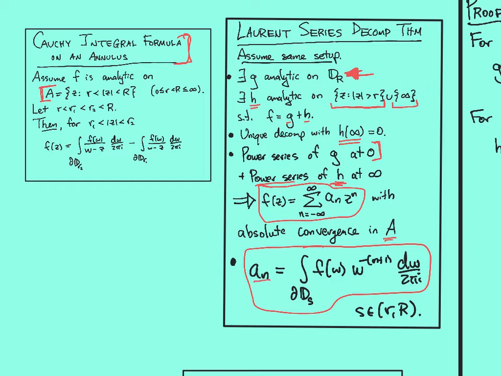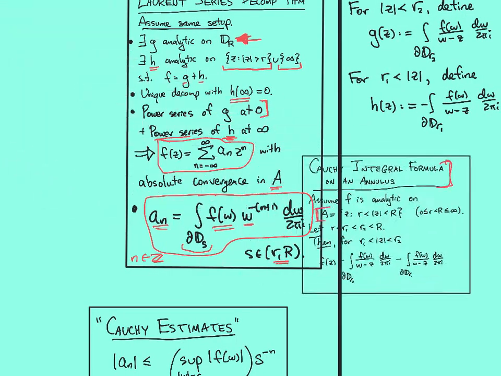So the nth coefficient will be the complex line integral on the circle of radius s, where s is between little r and big R. And you just do f of w against w to the negative n plus 1 dw over 2 pi i. And this will work for n, not just a natural number, but any integer. Okay, so the proof uses the Cauchy integral formula in a strong way, so let's try to keep it handy.